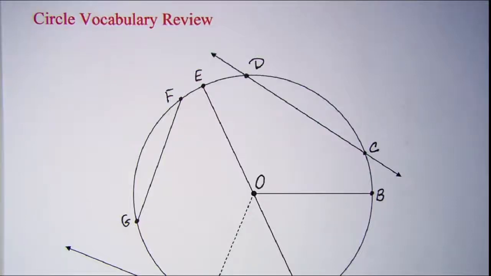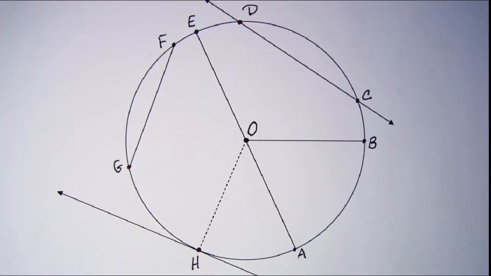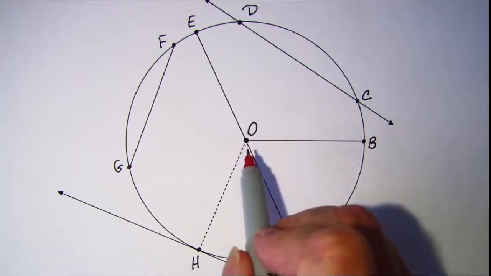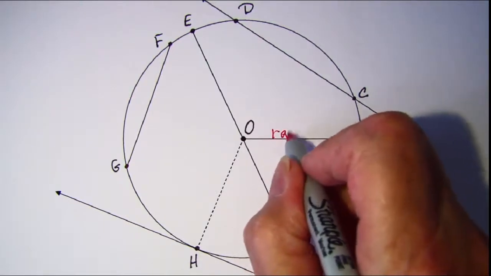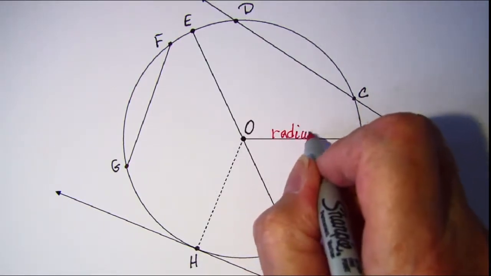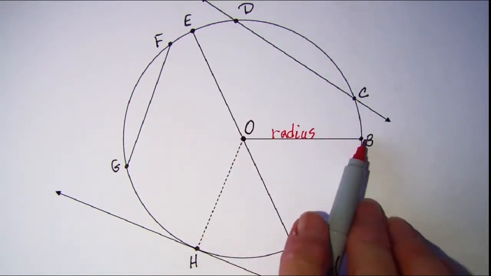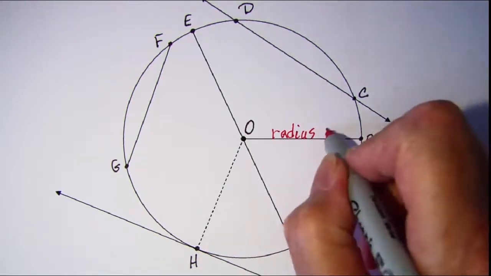In this video, we'll be doing a circle vocabulary review. In this diagram, let's start with our radius. Since the center of the circle is labeled O, this is circle O, and the radius is the line segment with one endpoint at the center and one endpoint on the circle. So we would call this line segment OB.